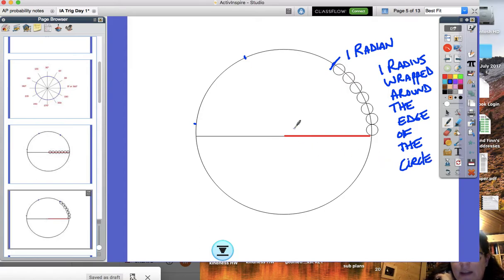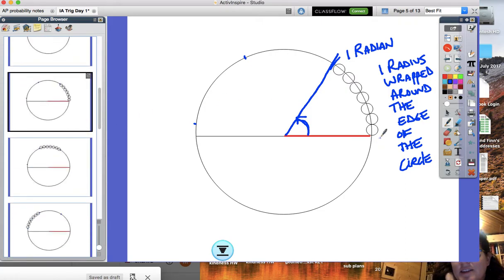So that's 1 radian. So you might imagine this right here, if this was a pizza, what would this angle be? You can kind of make a guess. Why don't you formulate a guess in your head about how many degrees you think this is. Okay, so that's 1 radian.